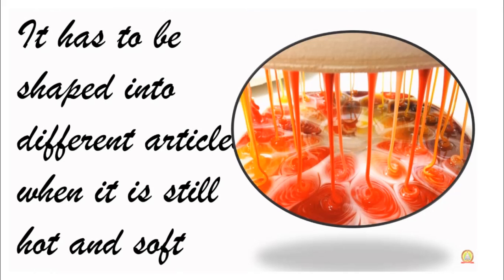It has to be shaped into different articles when it is still hot and soft. Yes, children, when the glass has to be shaped into different articles or different items, it has to be done when it is hot and very soft. Because what happens when it becomes cold? Yes, it becomes stiff and hard and you cannot give any shape to it.